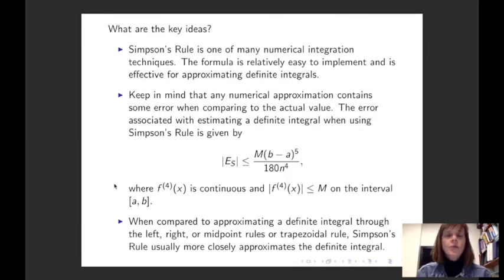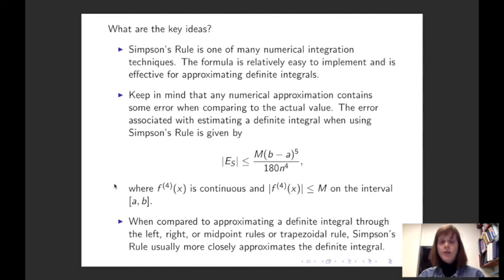What are the key ideas presented here? Well, Simpson's rule is one of many numerical integration techniques. The formula is relatively easy to implement and is effective for approximating definite integrals. Keep in mind that any numerical approximation contains some error when comparing to the actual value.